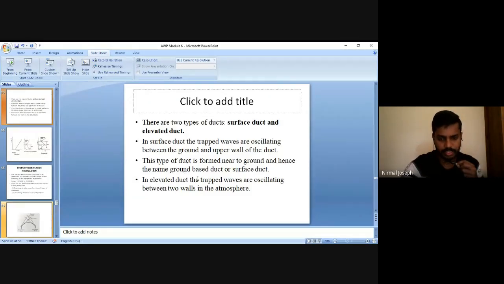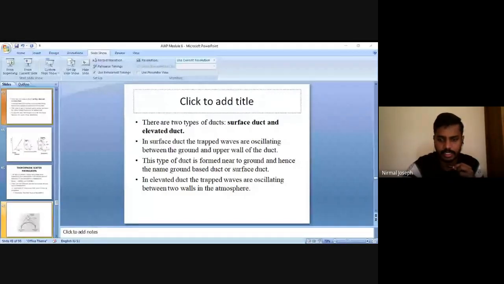There are two types of ducts, surface duct and elevated duct. As the name suggests, you can understand what a surface duct and an elevated duct are. Surface duct means one portion will be earth, and above the earth colder air will be there, and above that hotter air will be there. So that is a surface duct. Then next comes the elevated duct.